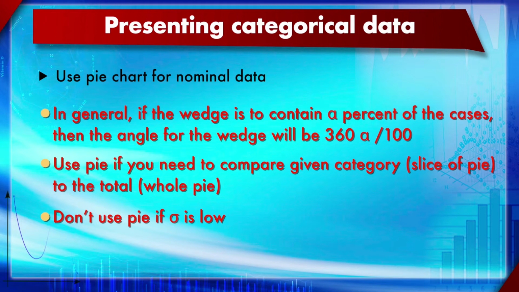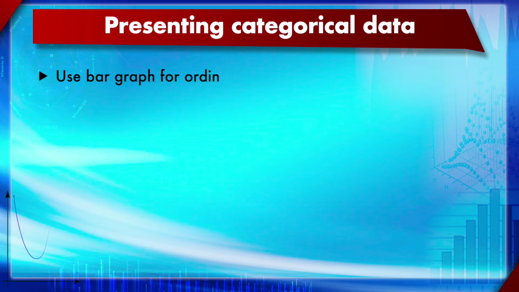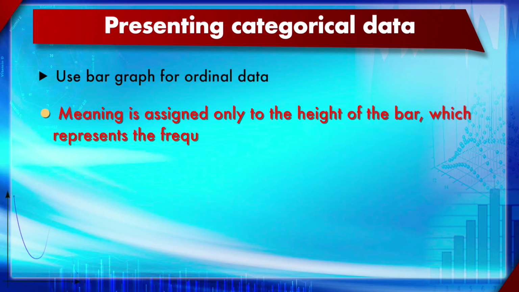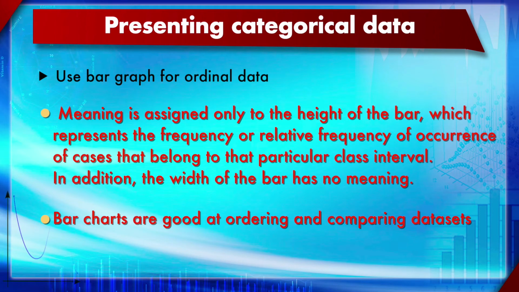The bar graph or bar chart is good for ordinal data. If the level of measurement is ordinal, you can go for this. Meaning is assigned only to the heights of the bars, which represent the frequency or the relative frequency of occurrence. The width contains no meaning, unlike a histogram where the width has meaning. Only the height makes sense here. Bar charts are good at ordering and comparing data sets. If you have multiple data sets, you can compare them with the bar diagram.